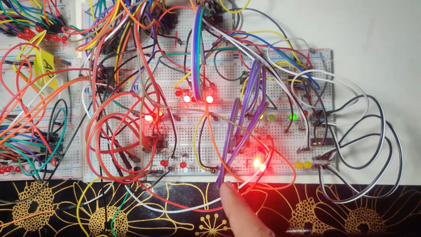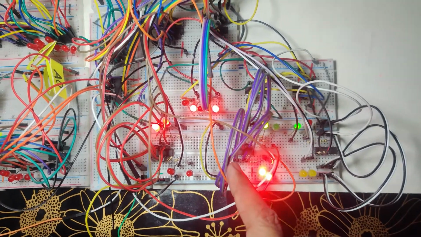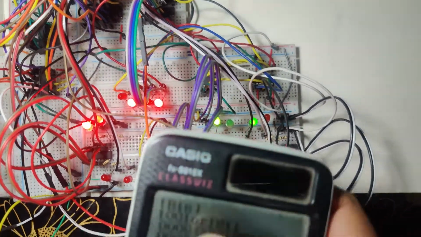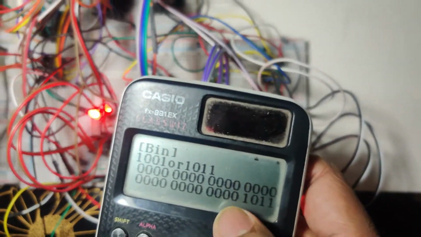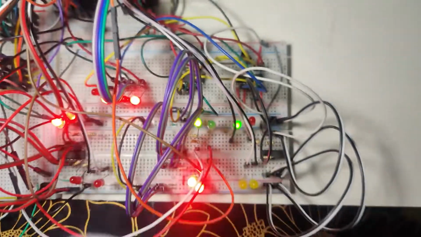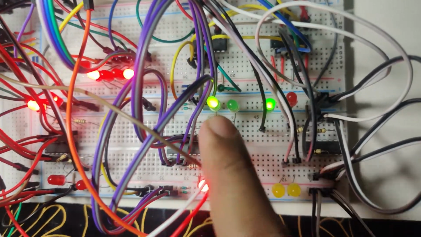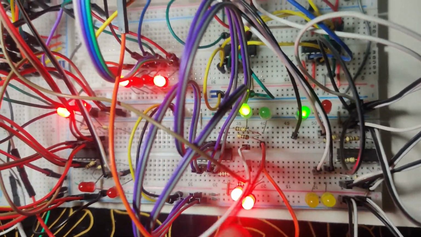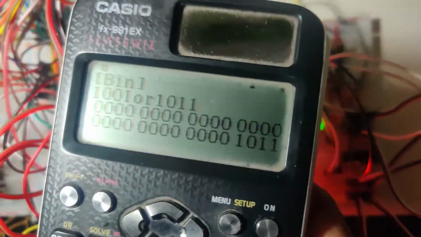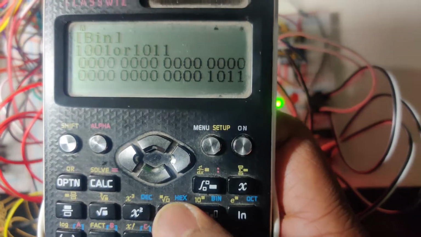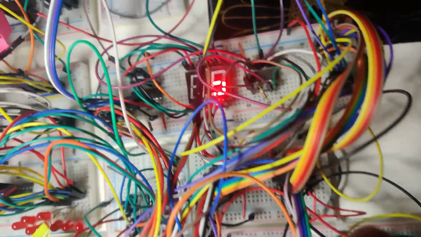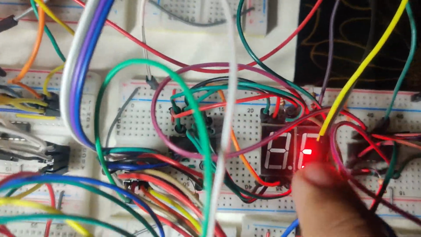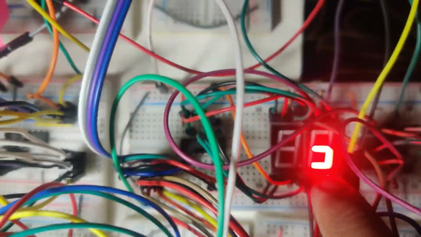Here we are moving to our second logical circuit, the OR circuit, and now we are taking input 1001 OR 1011, and our output will be 1011. Here we can see that our output is 1011, and the hexadecimal value of 1011 is B. And from the hexadecimal 7 segment display, we can see that the output is B.